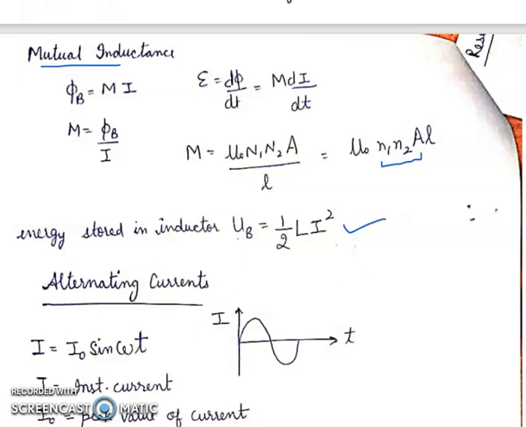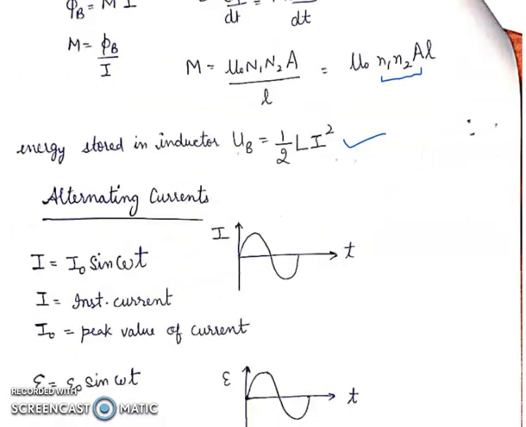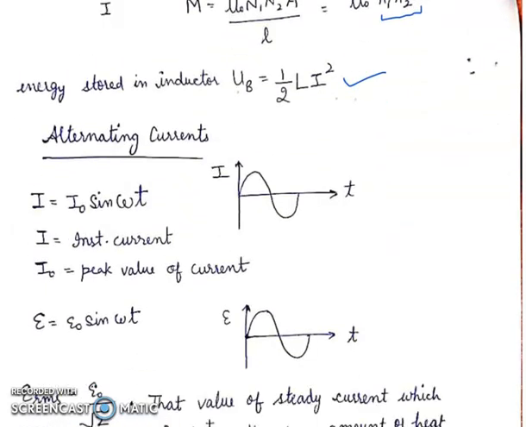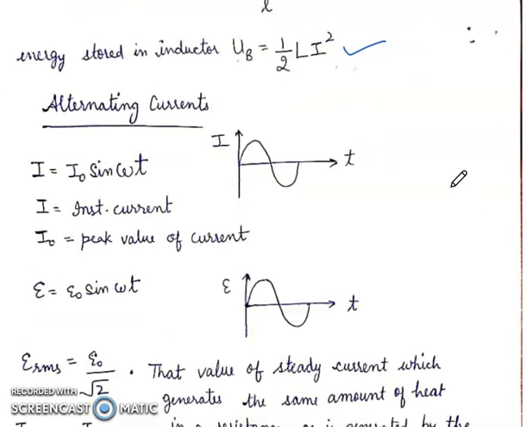Next is alternating currents. The current whose magnitude changes with time and direction reverses periodically is alternating current. It is represented by a sinusoidal wave. And I is given by I is equal to I naught sine omega t. Current is a function of sine. I is the instantaneous current, means current at that instant of time. I naught is the peak value of current or maximum value of current. It is also called amplitude.